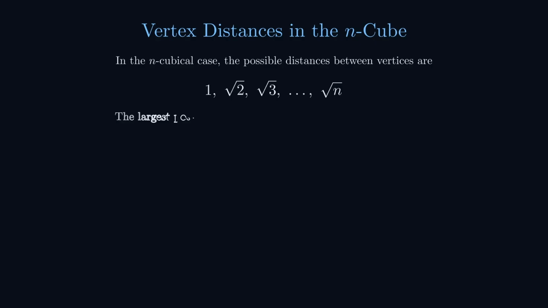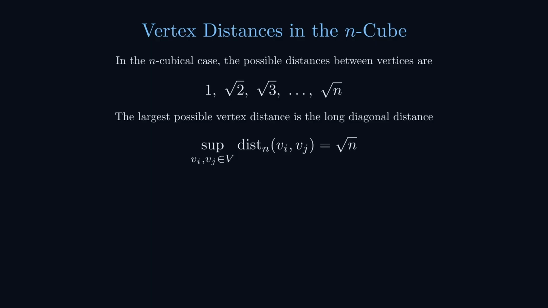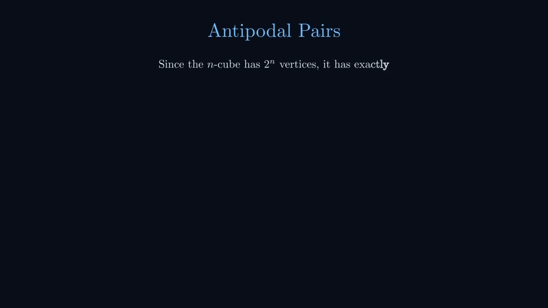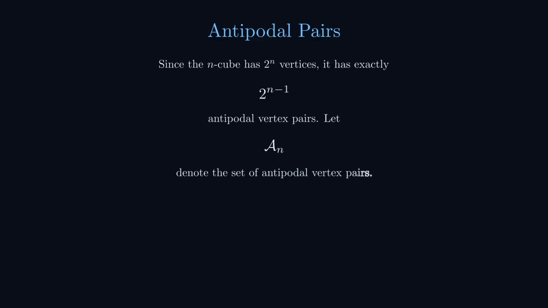Vertex distances in the n-cube. In the n-cubical case, the possible distances between vertices are 1, square root of 2, up to square root of n. The largest possible vertex distance is the long diagonal distance. The supremum of the distances over the vertex pairs equals square root of n. So we restrict attention to the antipodal pairs of vertices of the n-cube. Since the n-cube has 2 to the n vertices, it has exactly 2 to the n minus 1 antipodal vertex pairs. Let A sub n denote the set of antipodal vertex pairs.